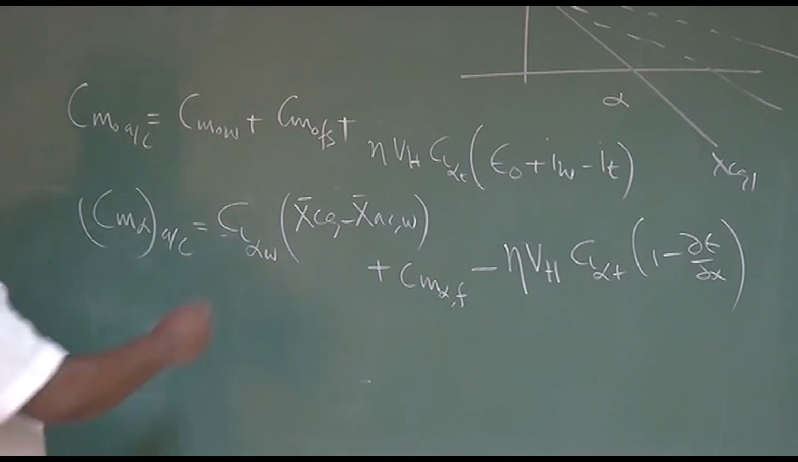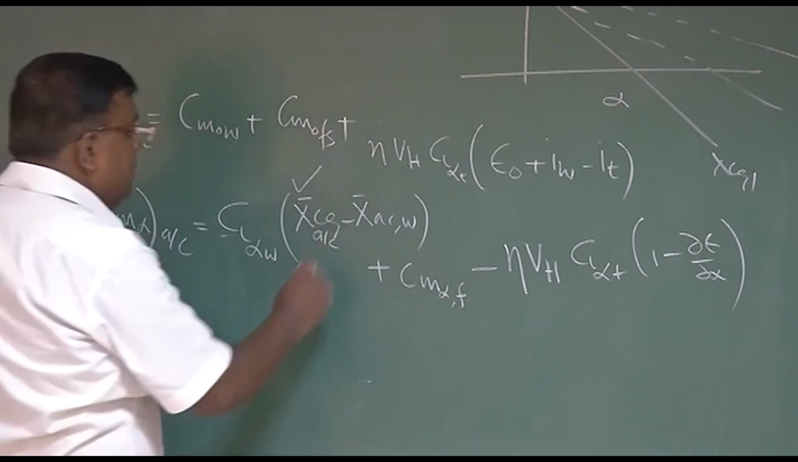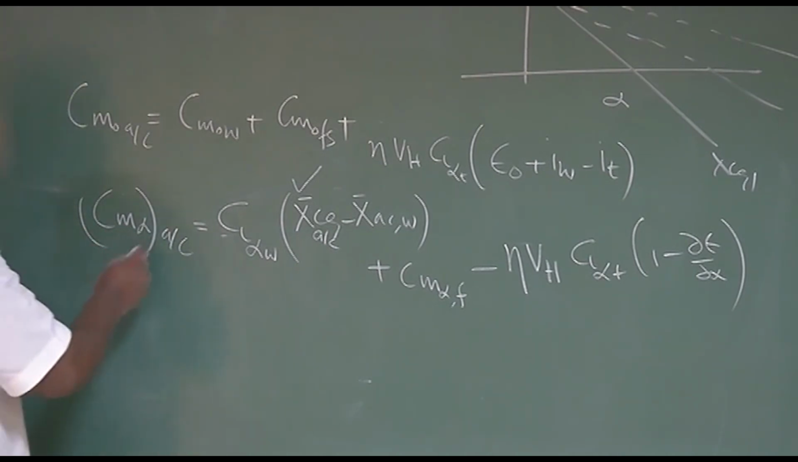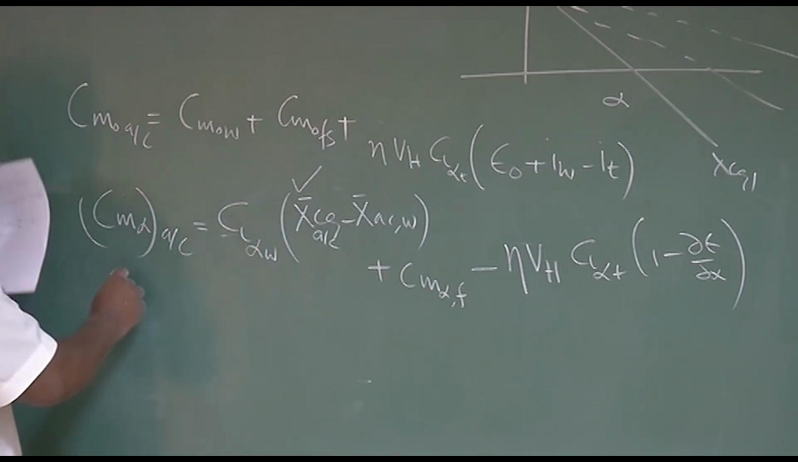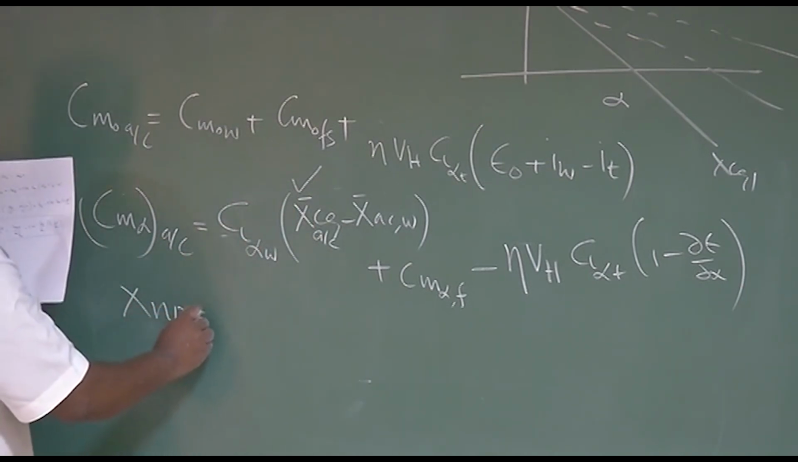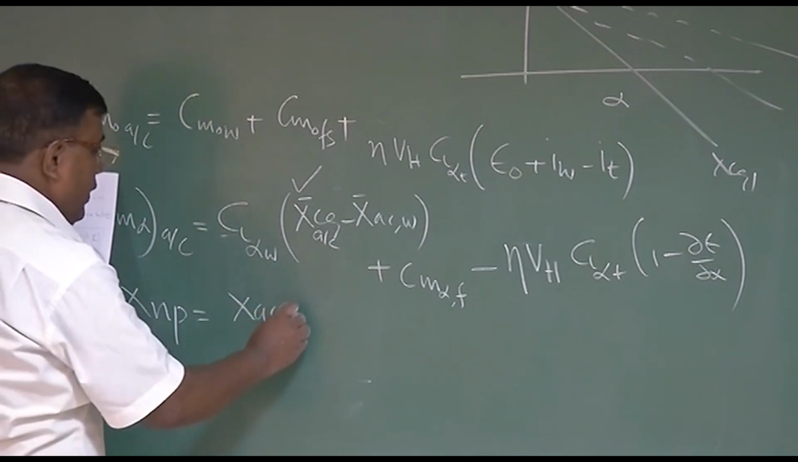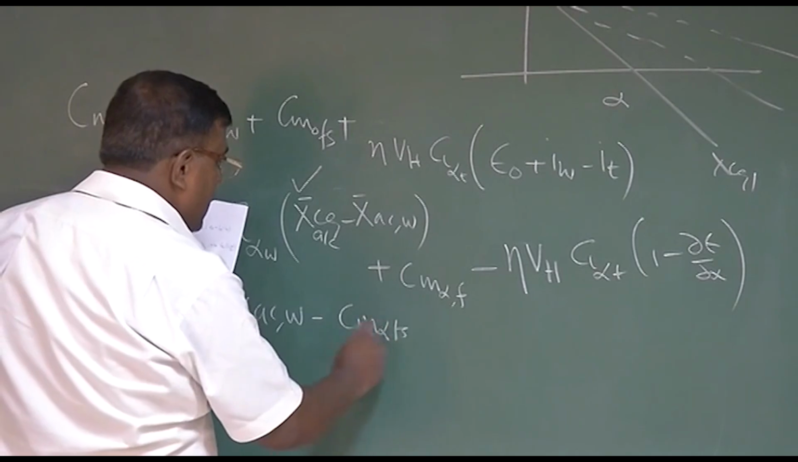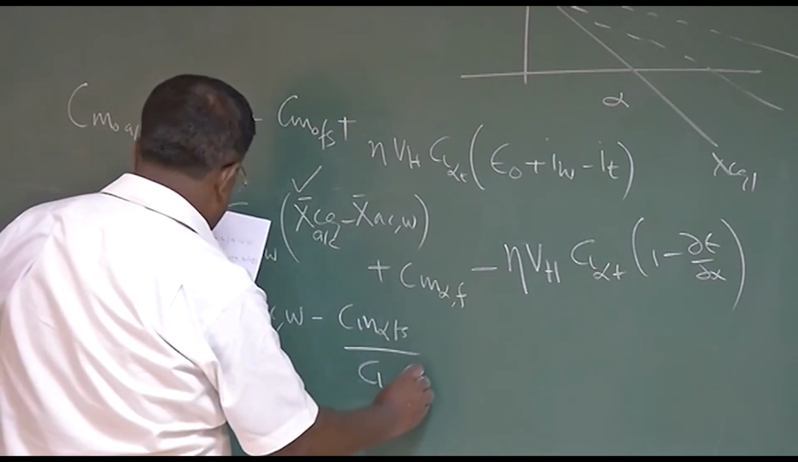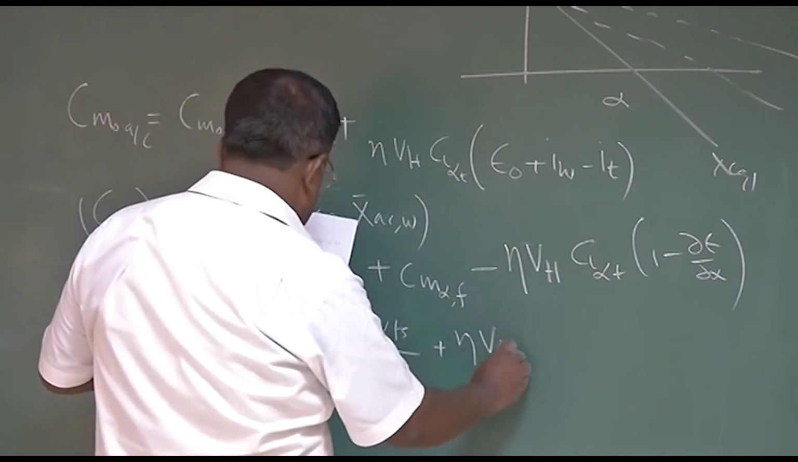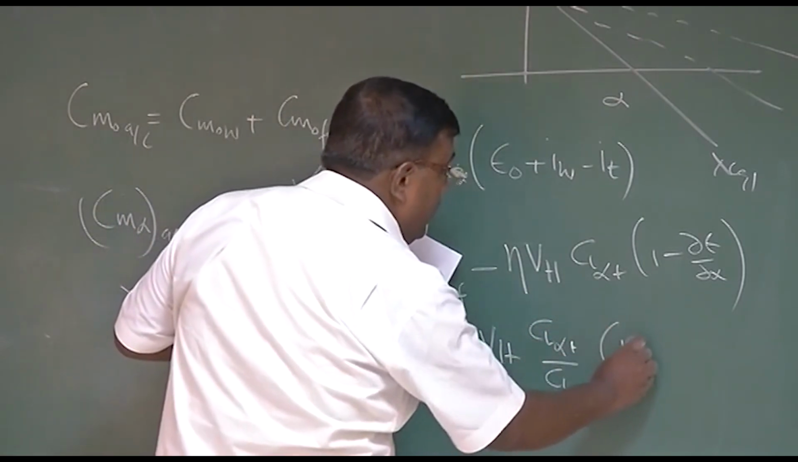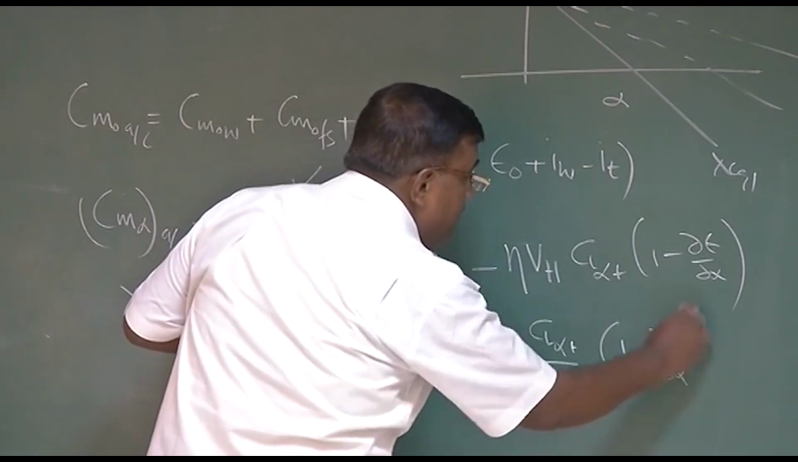We want to find what is that CG location of the aircraft where Cm alpha becomes 0. That is neutral point. Okay? So I can put Cm alpha equal to 0 and solve for xCG. So I'll get the expression of neutral point as xAC of the wing bar minus Cm alpha fuselage by CL alpha wing plus eta VH CL alpha tail by CL alpha wing into 1 minus d epsilon by d alpha.